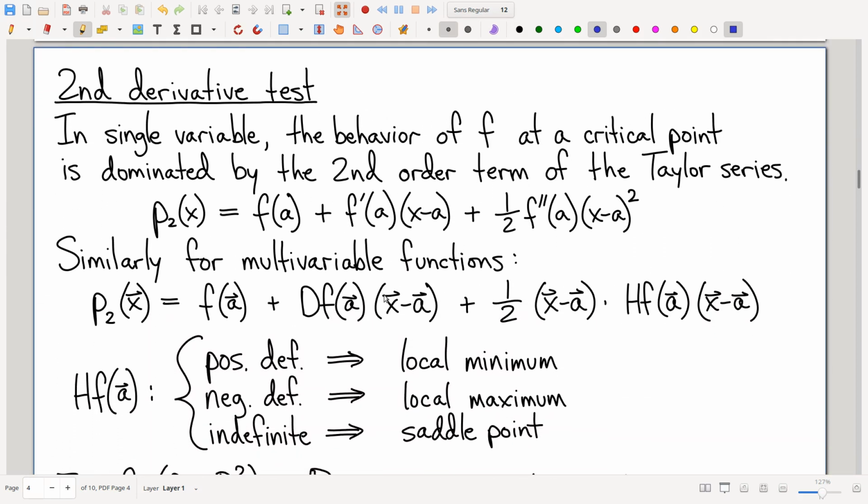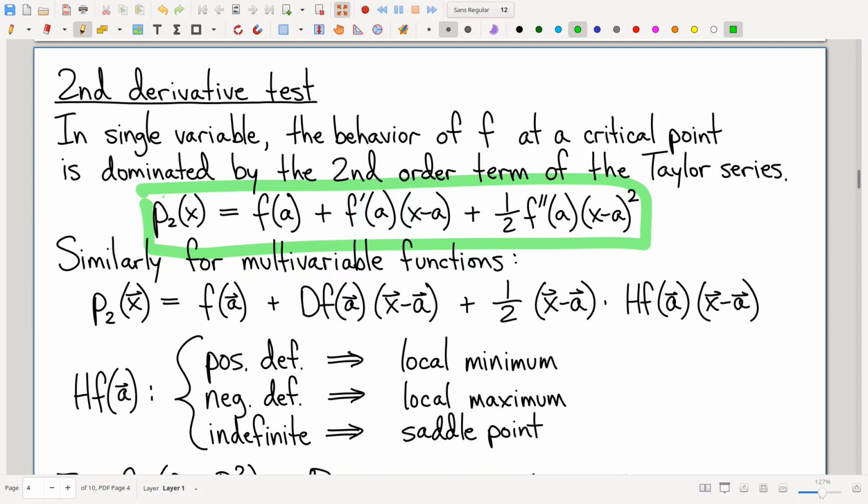Okay, so on to the second derivative test. Again, revisiting. Are y'all okay? Everybody fine? Okay. So again, revisiting. Here's the single variable second order Taylor polynomial. I think, by the way, there's a bunch of different ways that you can interpret the single variable second derivative test. This is one that I think is convenient for our purposes here.